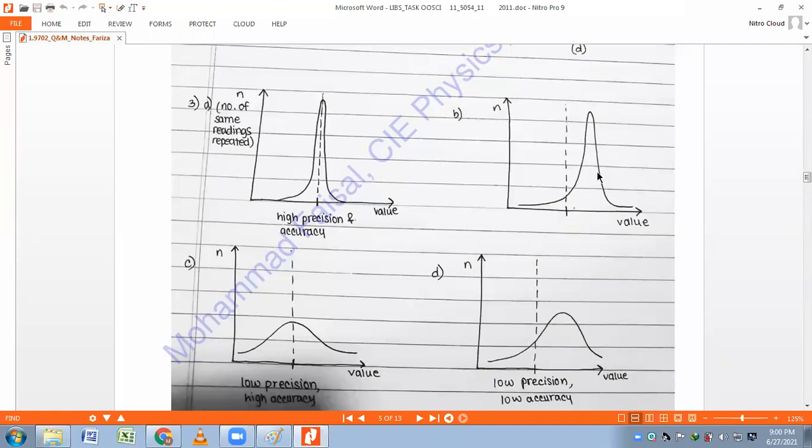I would like all of you who have collected your book to write this thing over here. High precision, low accuracy. Write it down yourselves.